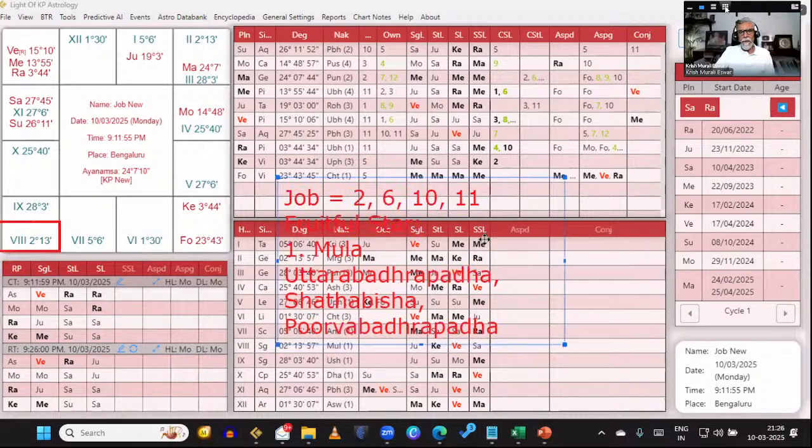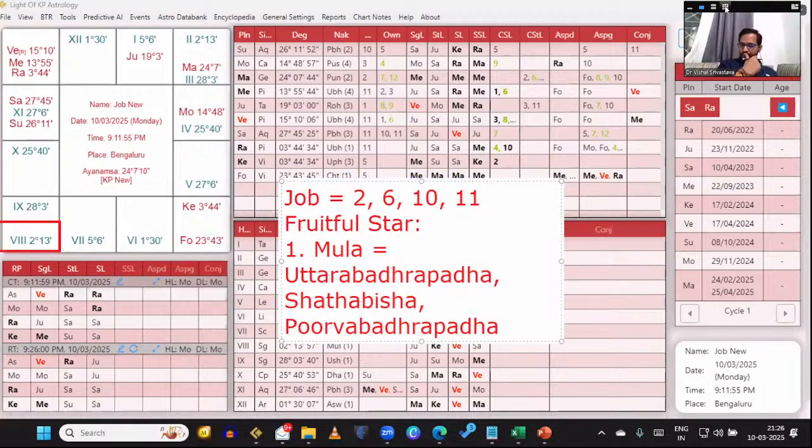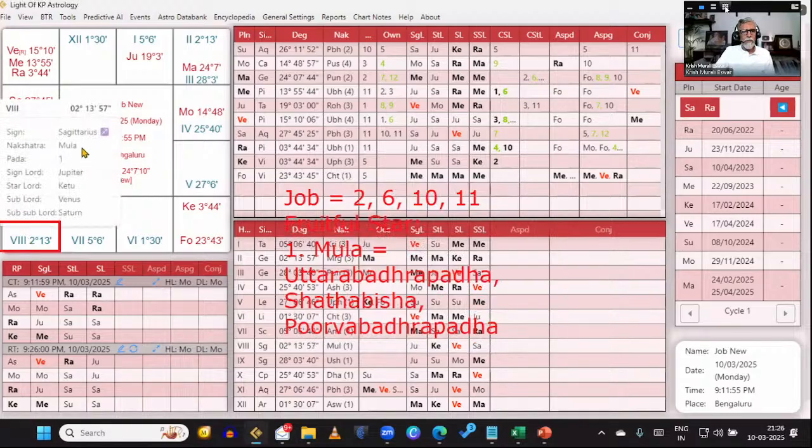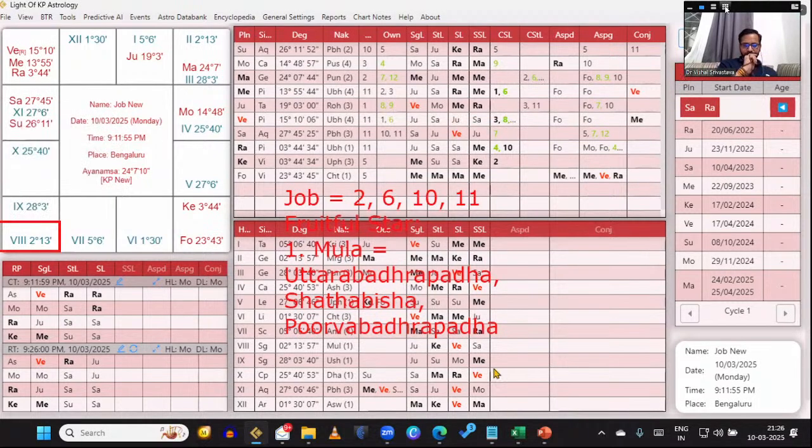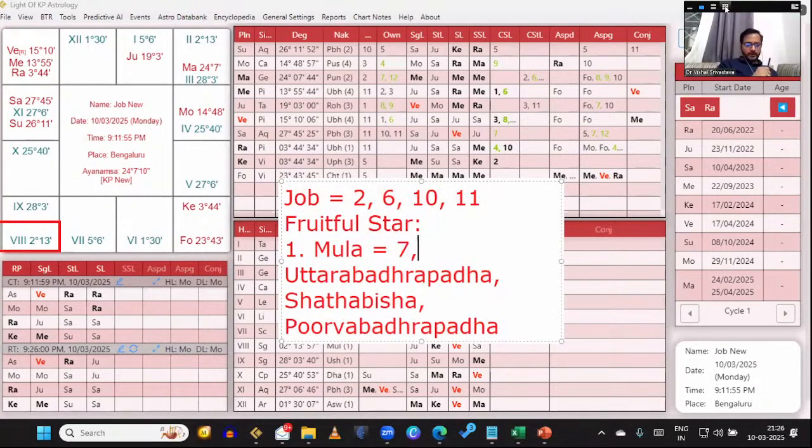How do we get that, sir? In Sagittarius. See this, Mula Nakshatra, Sagittarius. So we have to check from the horoscope. In the horary chart, Mula Nakshatra falls in the 7th house for the first 2 degrees, and then the remaining 11 degrees will be in the 8th house. Write it like this: 7, 8. So are 7 and 8 beneficial for 2, 6, 10, 11? No. So this is not a fruitful star for us.